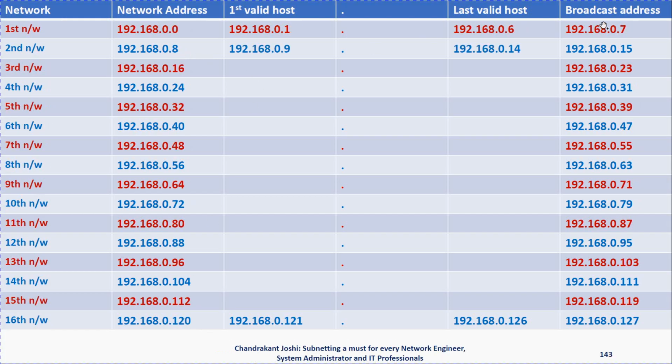1 less than 8 is 7. So 7 is the broadcast address for the first network. Likewise 16 minus 1 is 15. So 15 is the broadcast address for the second subnet.